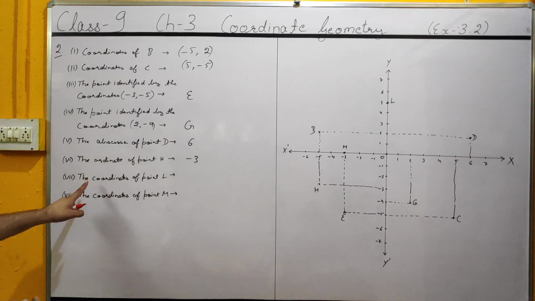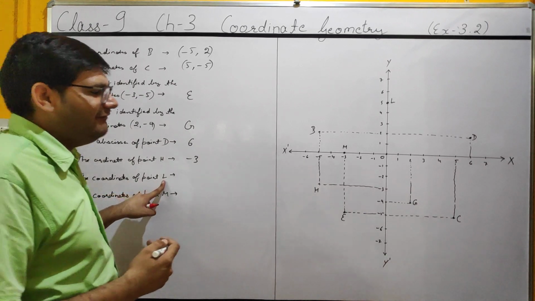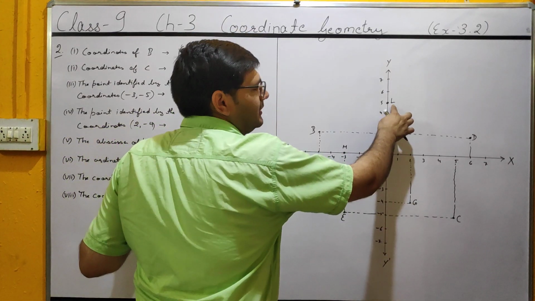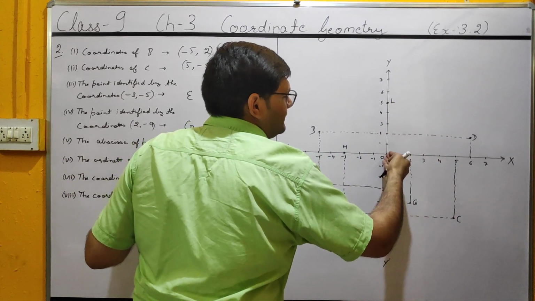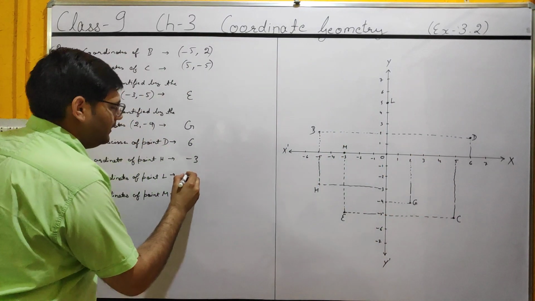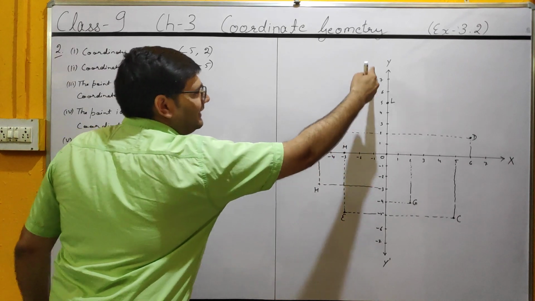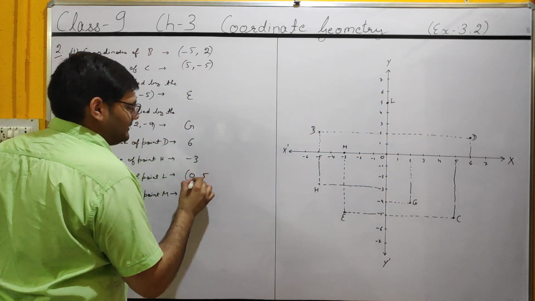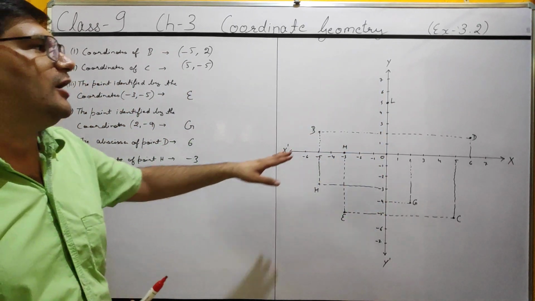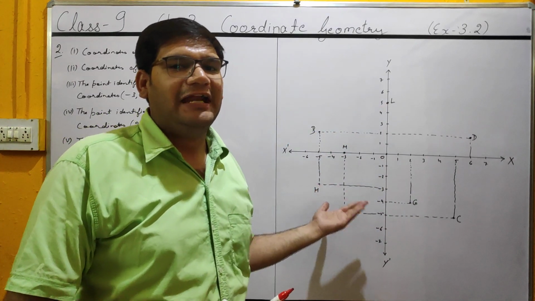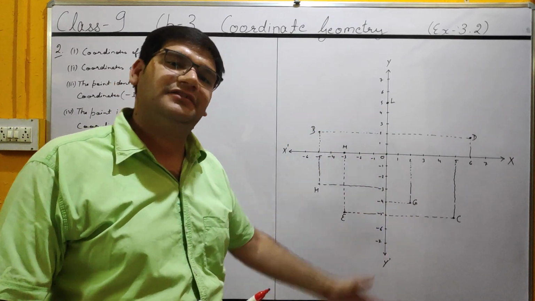Okay. Next, the coordinates of point L. Where is L? L is here. So for x-axis it is 0 and on y-axis it is 5. I told you that if the point lies on y-axis, it means x is 0, and if a point lies on x-axis, then y is 0.